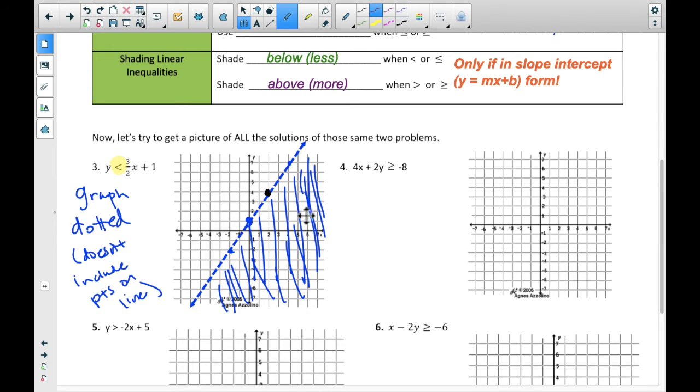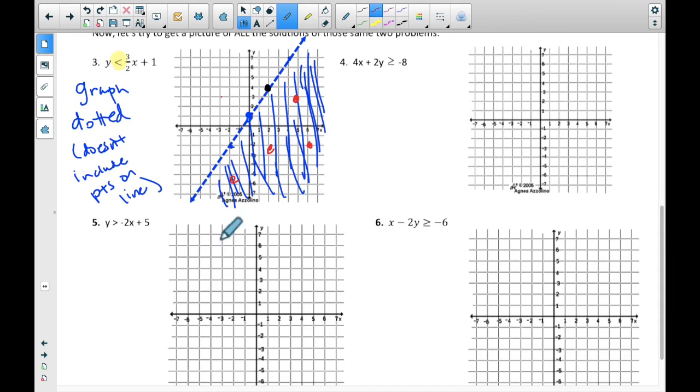What does that mean? It means any point in this area that I've shaded, any one of those points, if I plugged it in, would be less than. If it's on the line, it does not work because it's equal. If it's over here, it does not work because it would be greater than. I'm going to try another one of those just to make sure we know how to do this kind of problem.